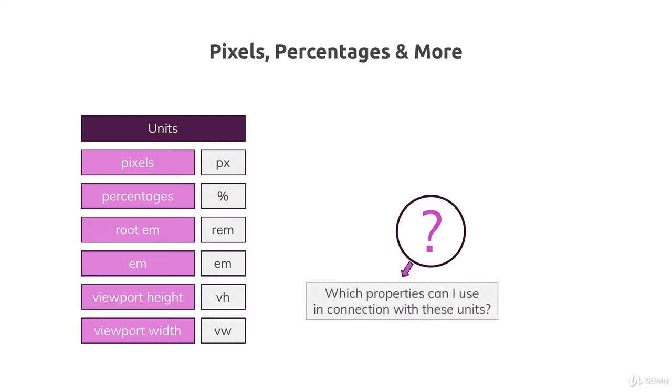The first question probably is this one. Which properties can I use in connection with these units? Because we have all these units, but just applying a unit alone, well, won't help us a lot. So we have to find out if there are properties which are really made or basically made to apply some of these units, maybe all of them, or a specific unit.